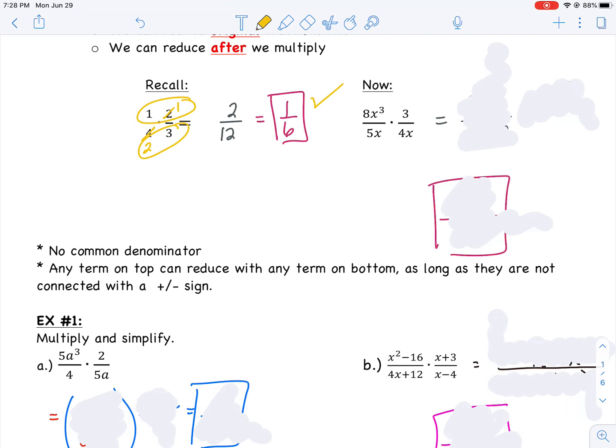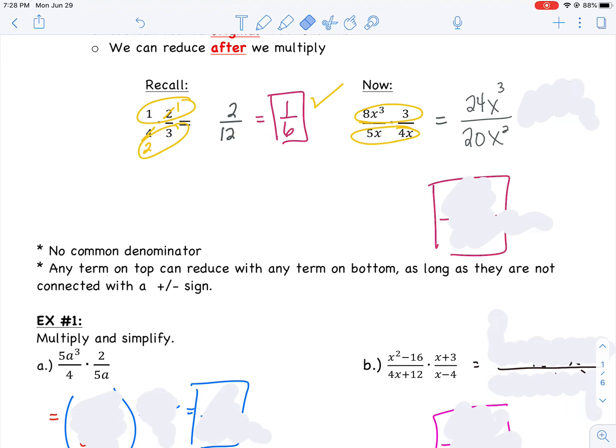All right, what happens if I start adding some variables in there? So like this one. I notice that I'm multiplying fractions, so I know when I multiply fractions, I can simply multiply the numerators and then the denominators. So that's what I'm going to do first. I'm going to multiply my numerators together and my denominators together. That gives me a 24x to the third over 20x squared. And then I can reduce.